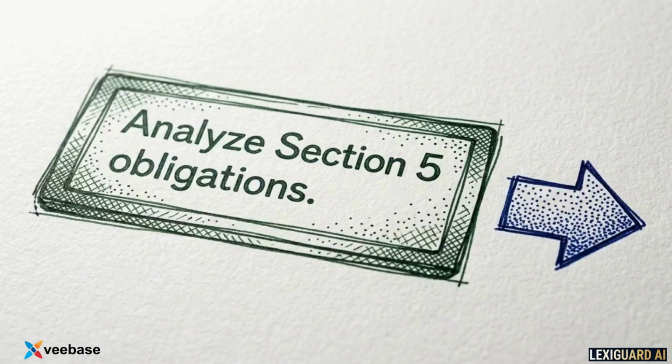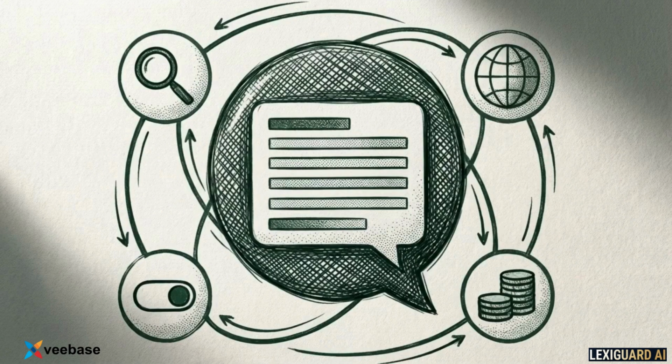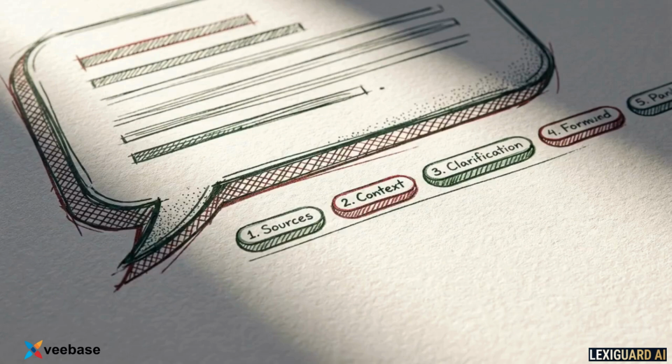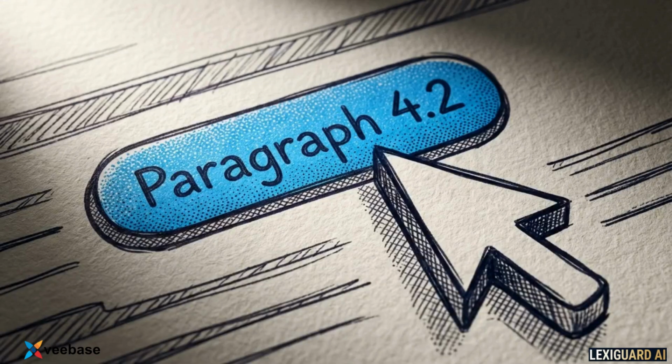Type in a highly specific question, such as asking for the exact vendor liability limits outlined in your newly uploaded contract. The AI generates the answer based only on your files. Look at the bottom of the response. You will see clickable footnote citations. These force the model to prove exactly where it found the information.